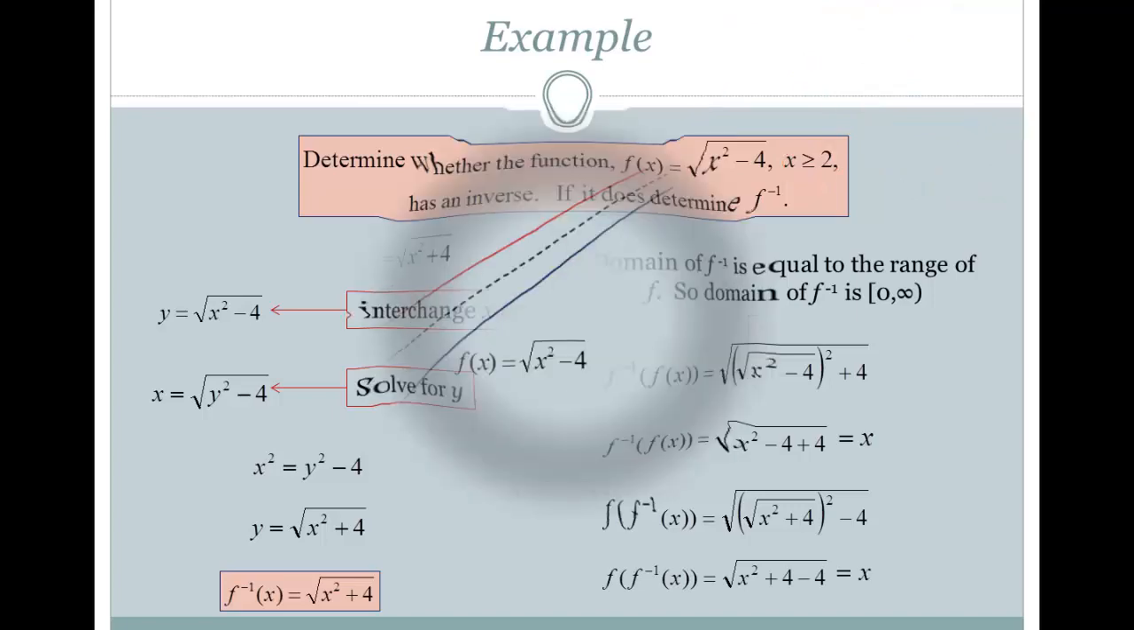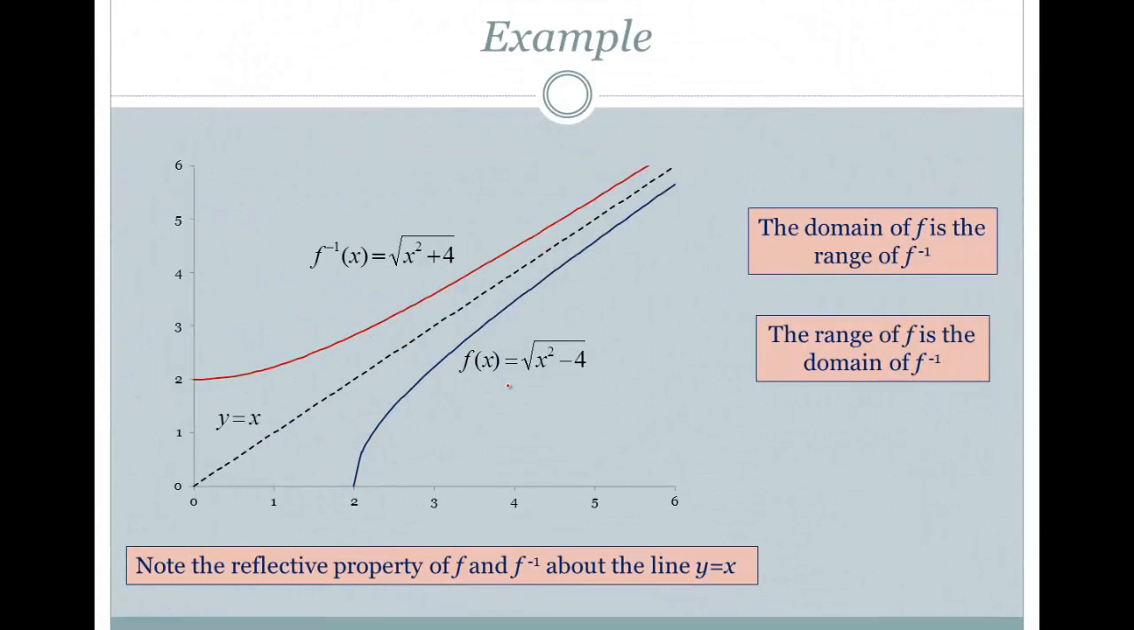If I take a look at what the graphs look like, here it is. Remember the domain of this function was 2 to infinity. And the range here was 0 to infinity. This is the domain. This is the range. And if I come over here, we're going to see that the domain here is 0 to infinity. And the range here is going to be 2 to infinity.